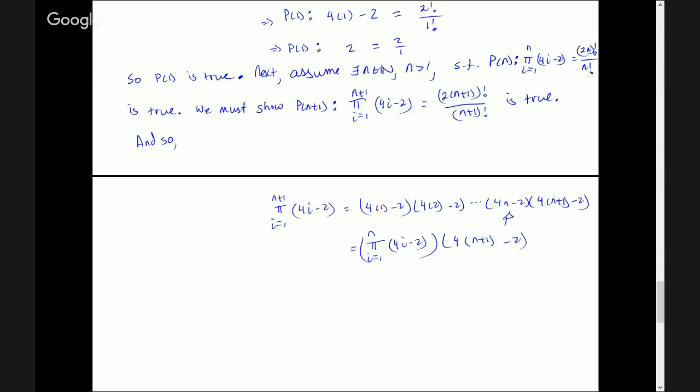But according to the assumption step, what is this first part here equal to? And then I'm going to simplify this. You get 4n plus 4 minus 2, which gives you a plus 2.